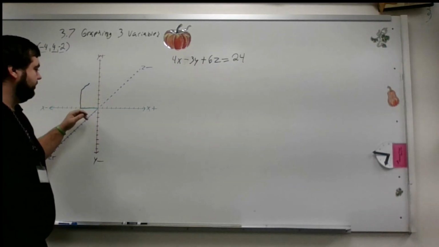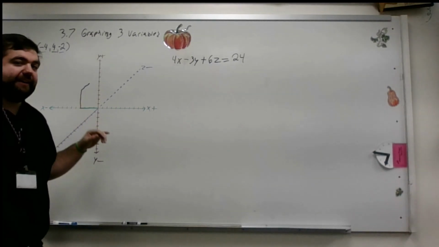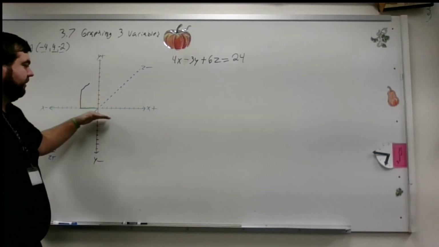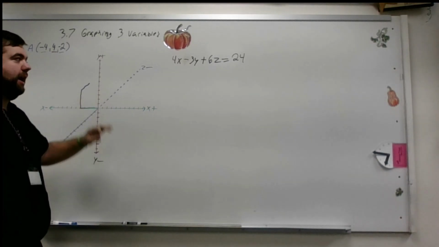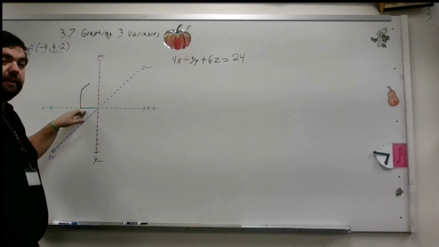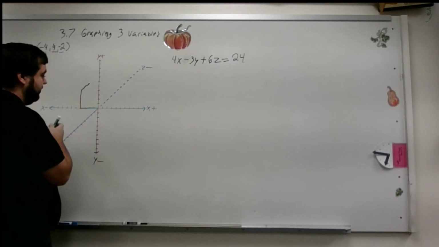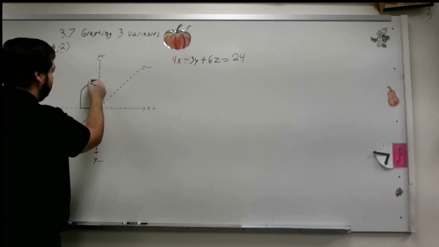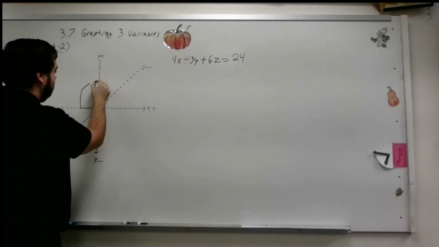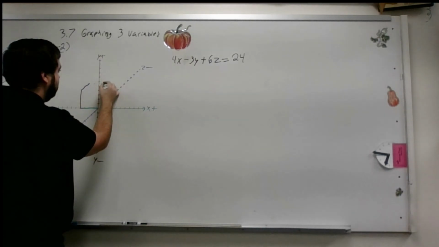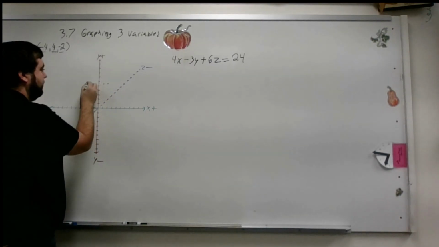So now we're going to add in an x. We're going to run parallel to the x-axis, the opposite of what we did. We went 1, 2, 3, 4 to the left, so we're going to start here, right about at 2, and go 1, 2, 3, 4 to the right.